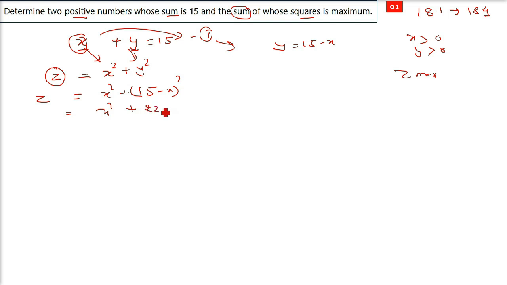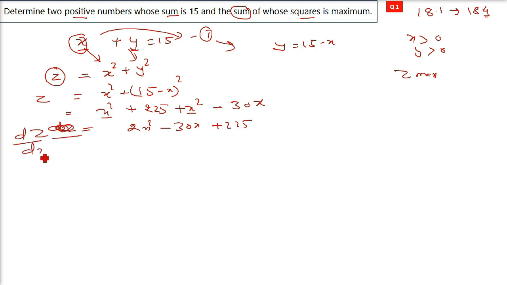Now rather than opening it, you can just differentiate it right now, or you can open it. A minus b whole square is a square plus b square minus 2ab. Finally we got 2x square minus 30x plus 225 when we expanded. This is the expression we got after expanding 15 minus x square. But it can become easier if you just differentiate x square plus 15 minus x whole square. We'll see that in later questions also. Because this is the first question, I expanded it. I'm now differentiating it. 2x square will be 4x minus 30, and 225 will be 0. So dz by dx is 4x minus 30.